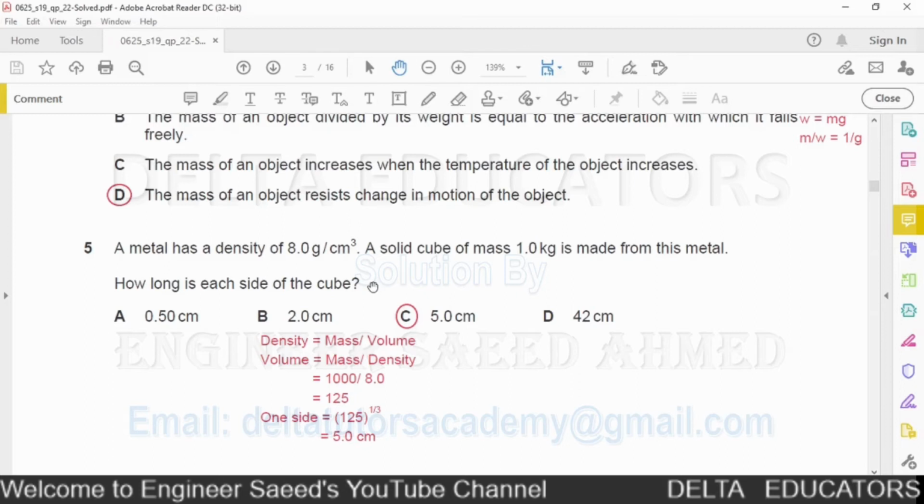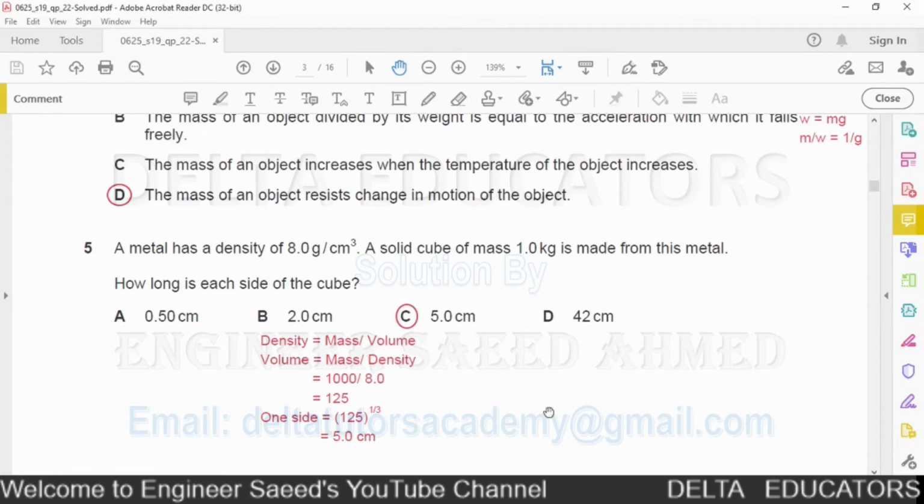Now to find out the length of each side of the cube, first we have to find out volume of the cube. To find out volume of the cube, we will take help of the formula density is equal to mass over volume. So volume will be equal to mass over density. Now mass is given 1 kilogram. We have to convert this kilogram to gram. So here the mass in gram will be equal to 1000 gram. Now density is given 8 gram per centimeter cube. By solving this one, we will get 125. So volume of the cube is 125 centimeter cube.